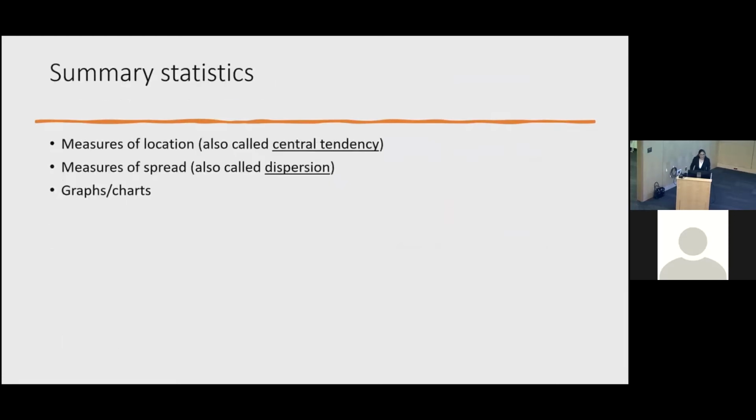Summary statistics help you in summarizing and providing information about your sample data. They tell you something about the values in the data set, including where the median lies and whether your data is skewed. Basically, summary statistics fall into three categories: measures of location, also called central tendency; measures of spread, also called dispersion; and graphs or charts.